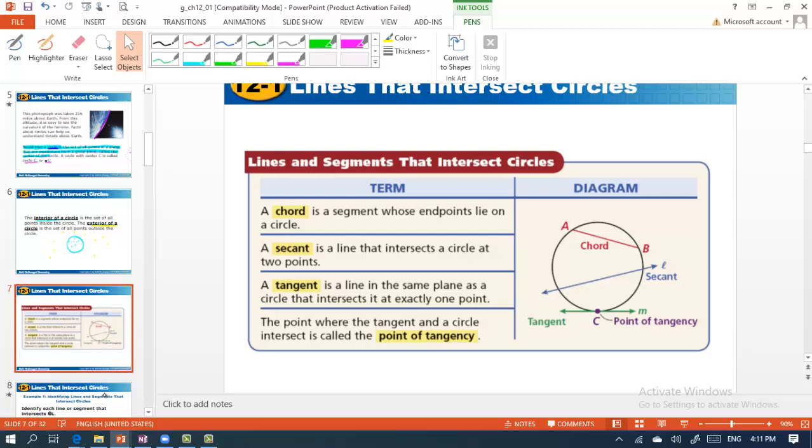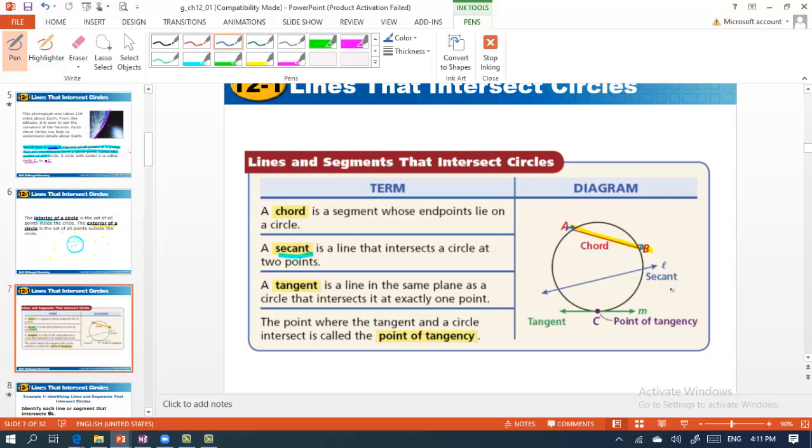What is the meaning of a chord? We can see here, for example, we have a chord. This is chord AB. A chord is a segment whose endpoints lie on a circle. To be specific, these endpoints are B and A. Because it's a line segment, we can measure it. We can draw millions of lines whose endpoints are on the circumference of the circle. What's the circumference? It is the perimeter of the circle.